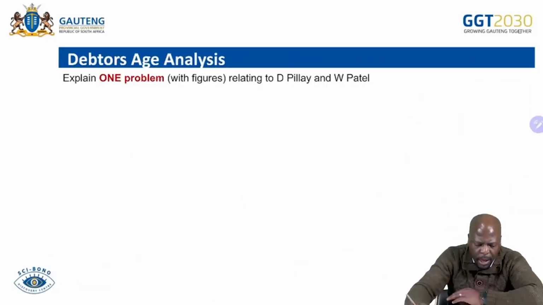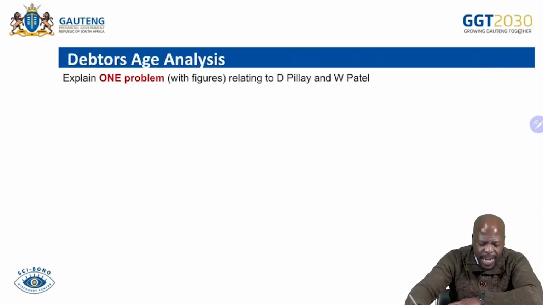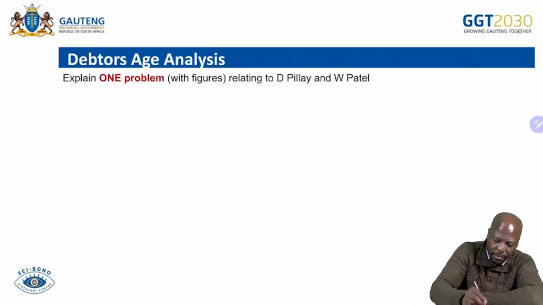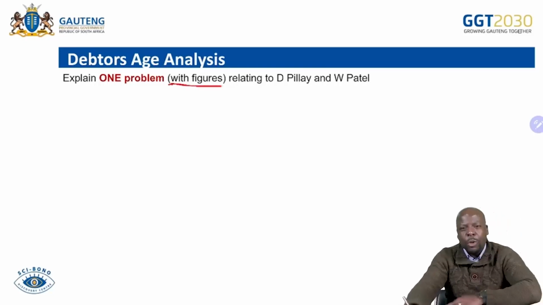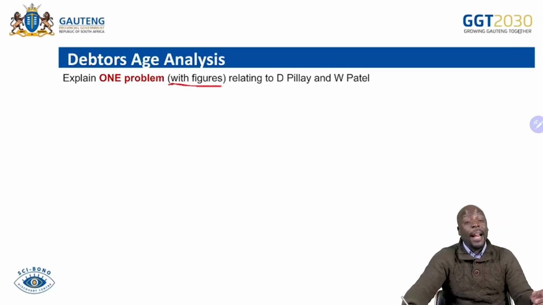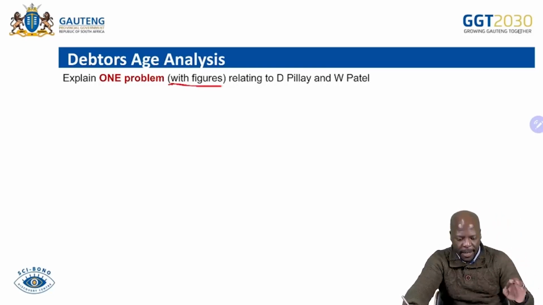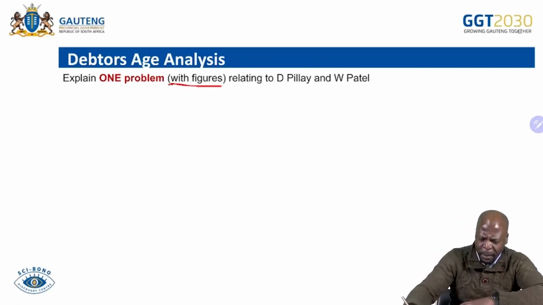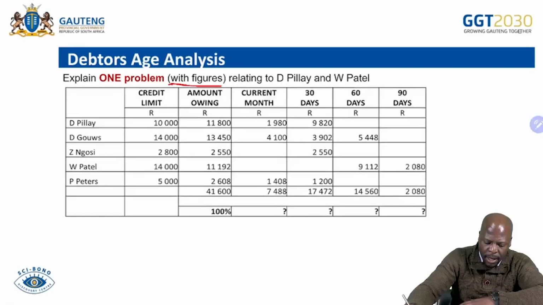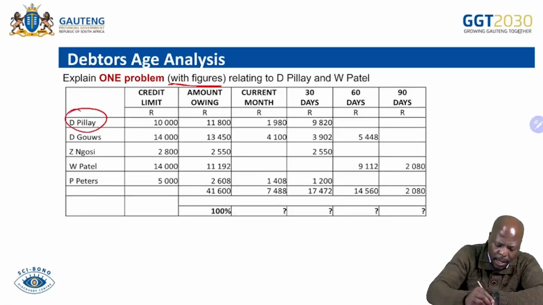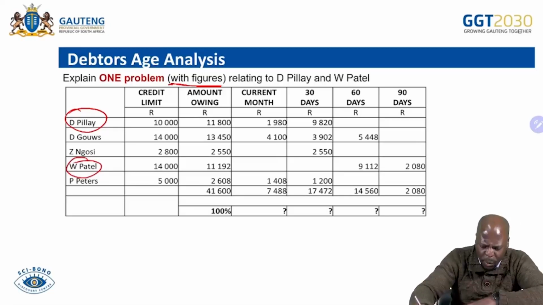Okay. Now, here's another question. Explain one problem with figures. With figures. So my problem should not just be me writing words, but I have to indicate what? Figures relating to D. Pillay and Mr. W. Patel. Okay, let's see. Here's Mr. D. Pillay. And here's Mr. W. Patel. What are their problems? What can we see here so far before we go any further?